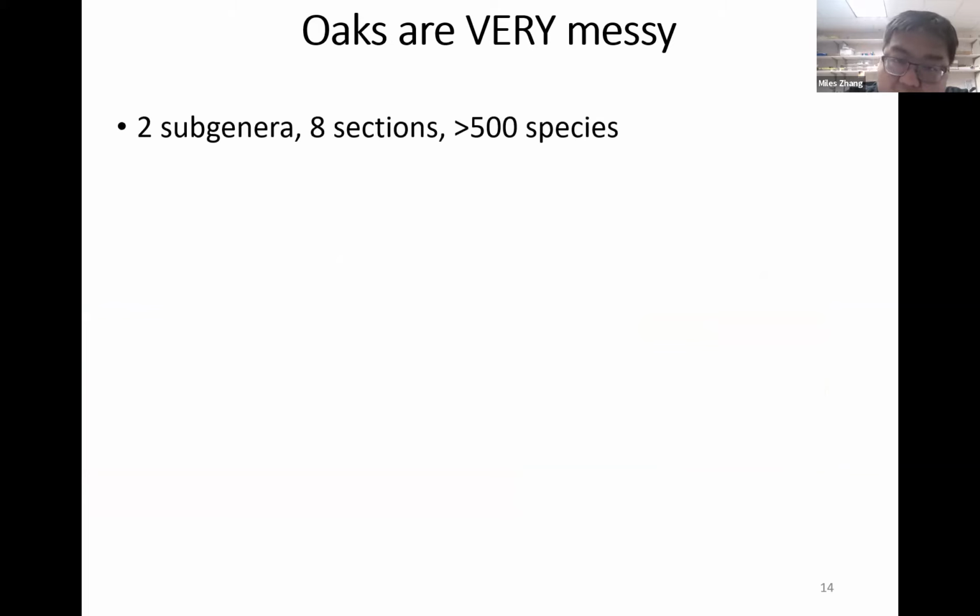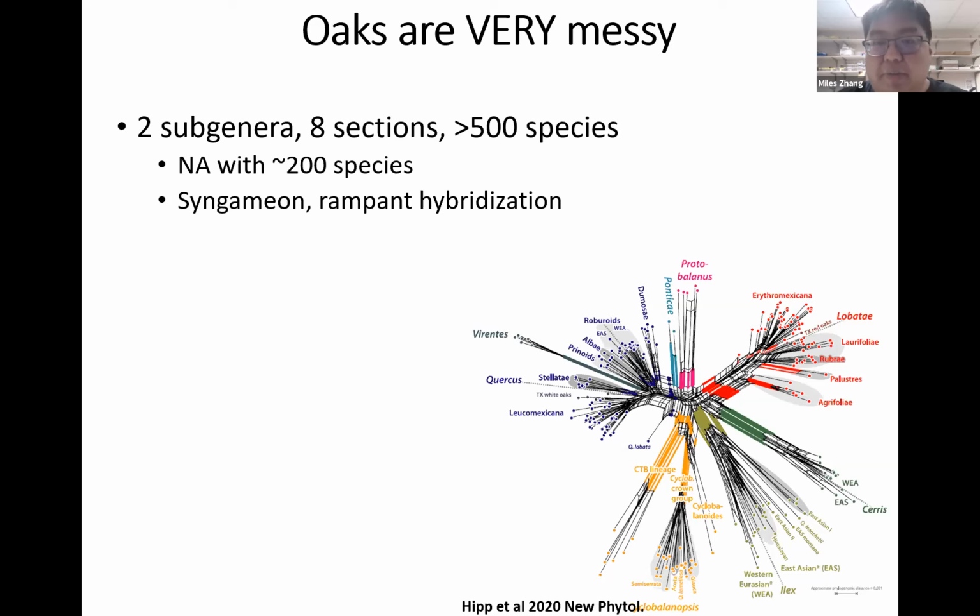And this term, I had never seen it before until I started reading oak literature. They call it a syngameon, because there's so much hybridization going on among members of the oaks, at least among species within sections, that it's unlike anything else. So here's a phylogeny. If you're familiar with a phylogenetic tree, this is not a tree, this is a network, right? The network shows the hybridization events going on. You can just see how messy it can get.